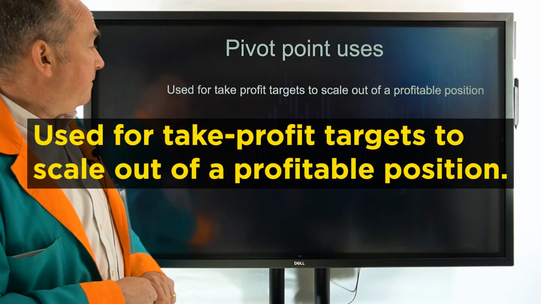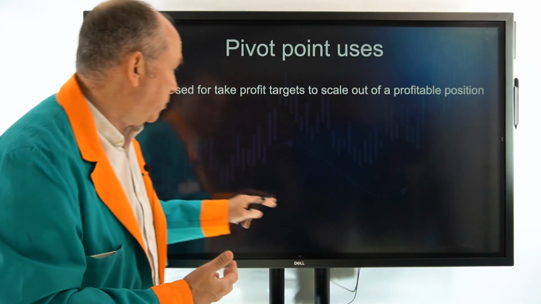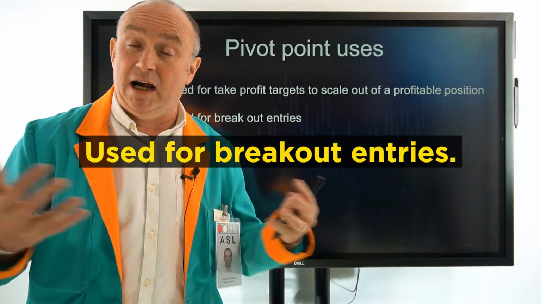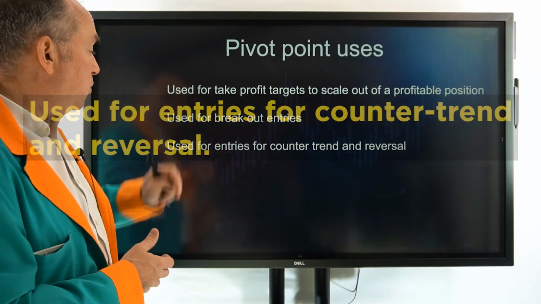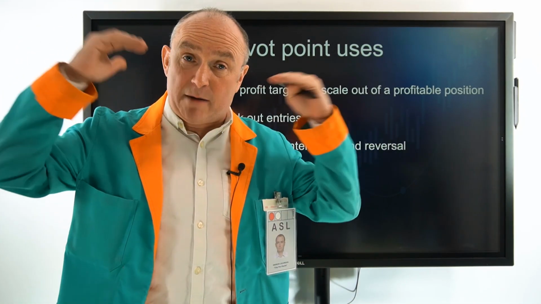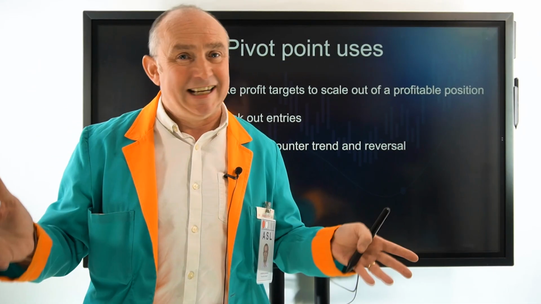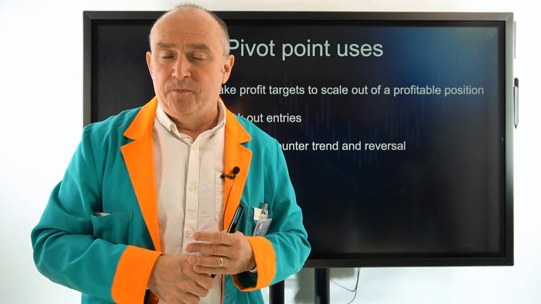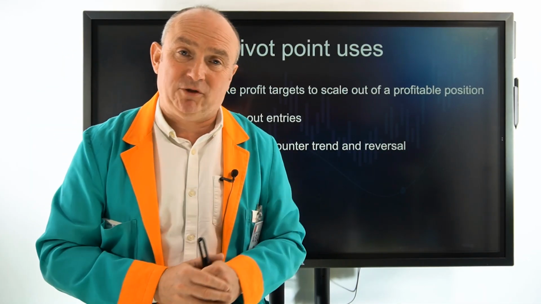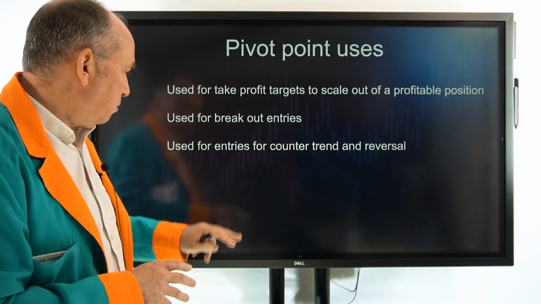First off, you can use them for take profit targets to scale out of a position. We're going to go through these in more detail in a sec. Used for breakout entries, pretty much like any support and resistance lines. You can use these in the same way. You can use these for entries for counter trend trades, for those reversal trades where markets come into a big level and want to turn back on themselves. So they are great for that. Again, use these in conjunction with other price action perhaps, or other support and resistance by looking back left of the chart. I always say you should be using technical indicators in conjunction with something else as well.